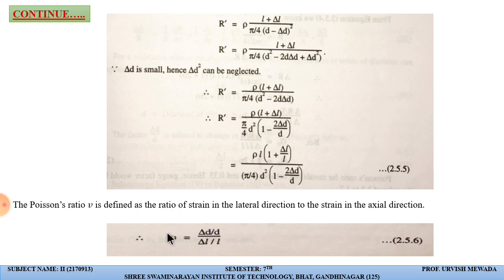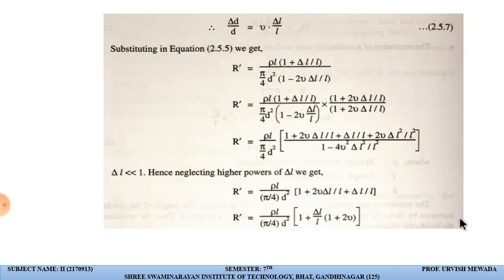From Poisson's ratio, as we already went through, V is equal to the change in diameter to the original diameter over the change in length to the original length. So here we can see this ratio. Now if we make delta d by d the subject, it becomes V, the Poisson's ratio, into delta L by L. Just substitute this value in 2.5.5.